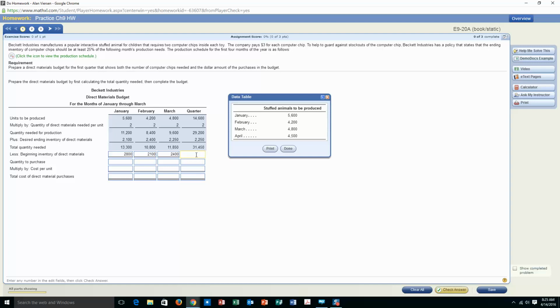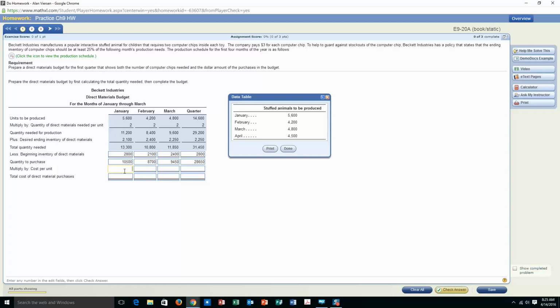And then I use the beginning inventory for the quarter, which was the January beginning inventory. Add these together and it gives me the total quantity of these computer chips that I need for each of these months. So you can see as I go through it step by step. And finally, the last one, I'm subtracting the beginning inventory.